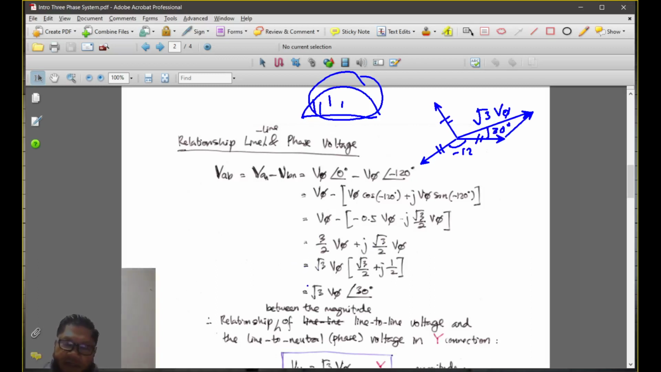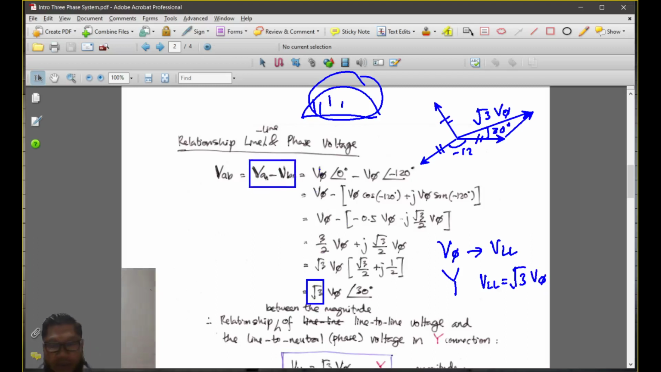That's why we have this root 3 in front, whenever you want to change from V phase to V line to line. That's all for Y connected. This is only applicable for Y connected. V line to line is always root 3 times V phase in magnitude. So that comes from this equation, by solving this vector VAN minus VBN, you get that root 3.